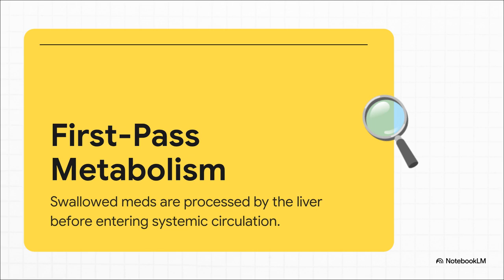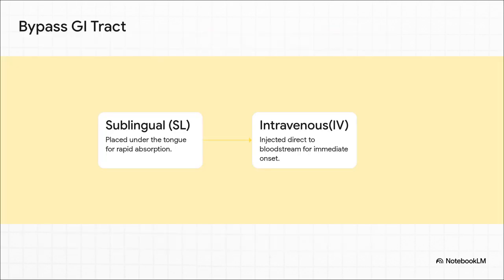This bouncer inherently slows down the onset of the medication's effect and heavily reduces the amount of active drug that actually makes it into the patient's system. So the million-dollar question is, how do we sneak past that bouncer? Well, we have specific routes designed to entirely dodge that digestive roadblock.